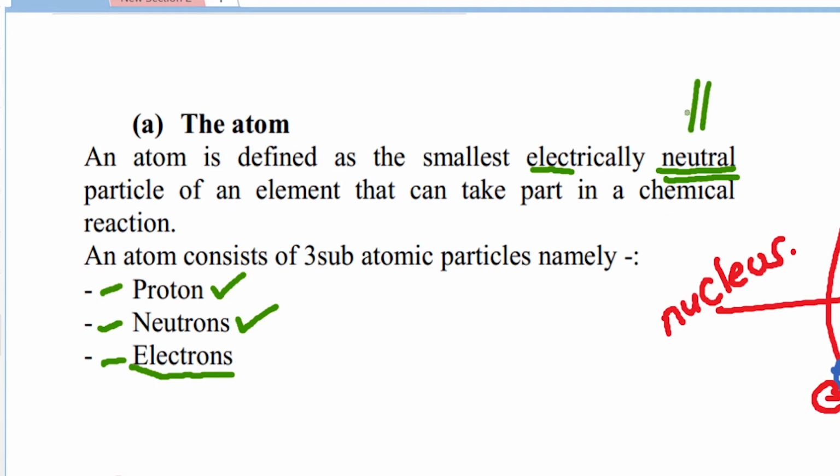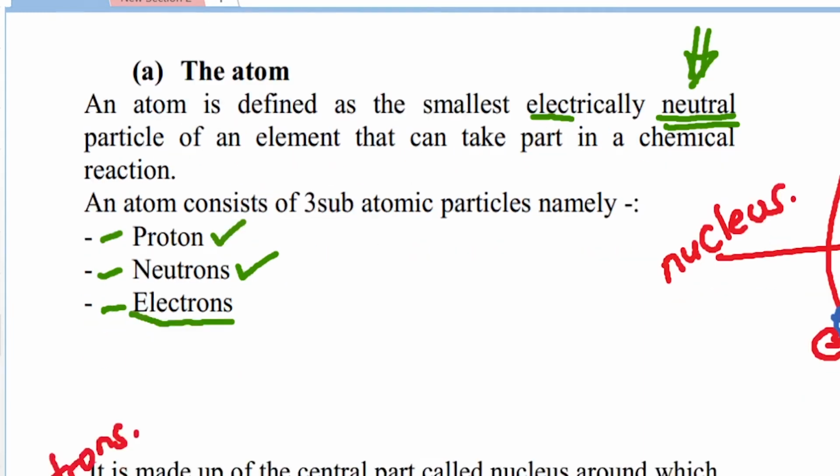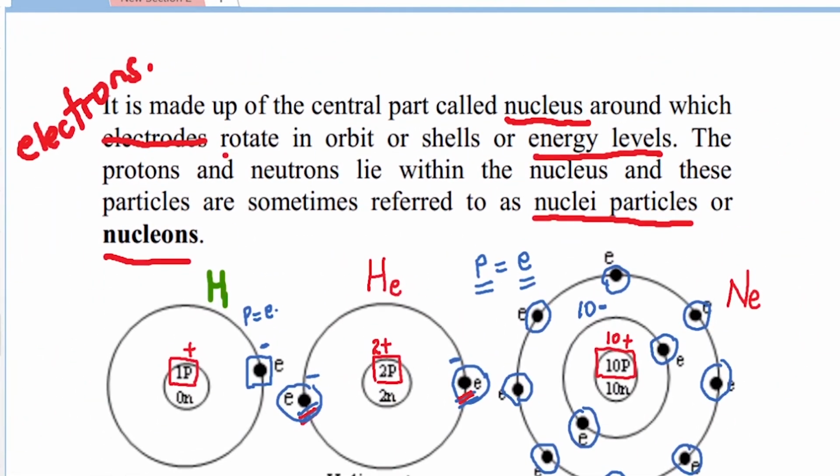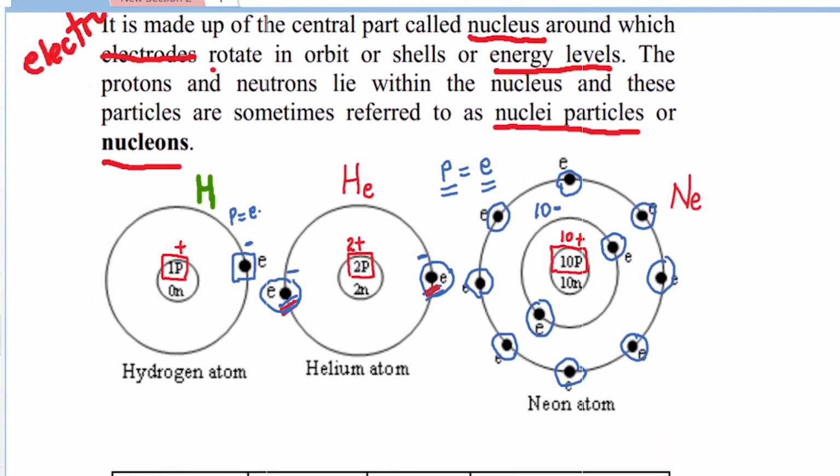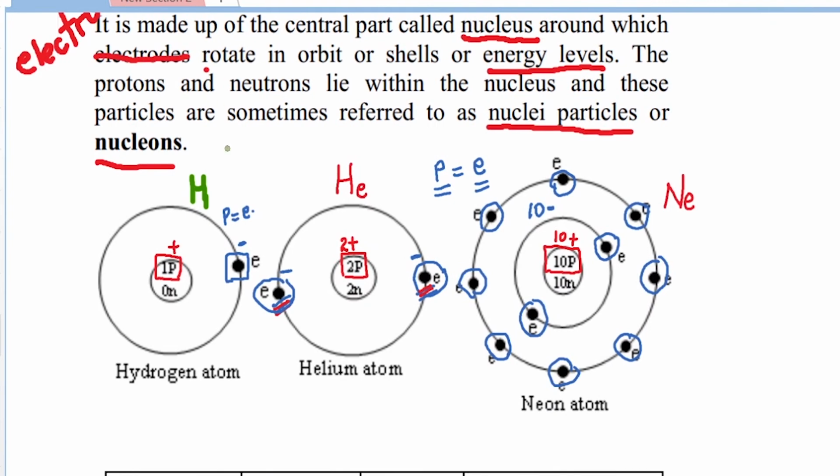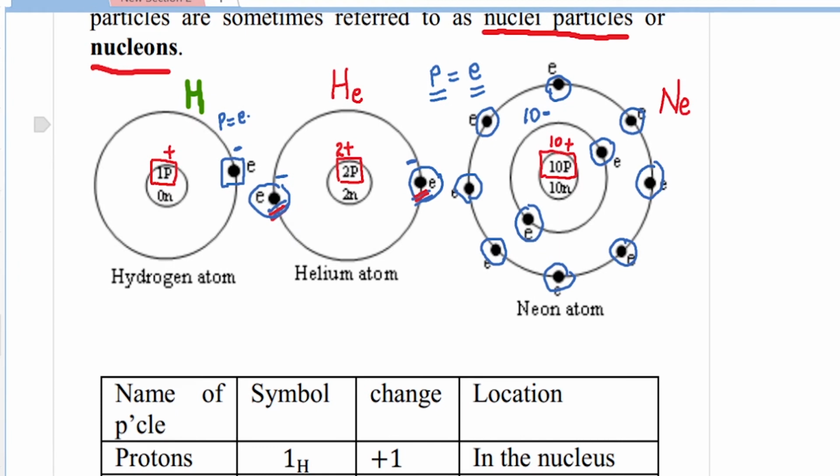So this word neutral means having the same number of positives and negatives, like you have seen in those diagrams. Here the positives and the negatives are the same. In other words, the number of protons and the number of electrons are the same. That makes the atom electrically neutral.